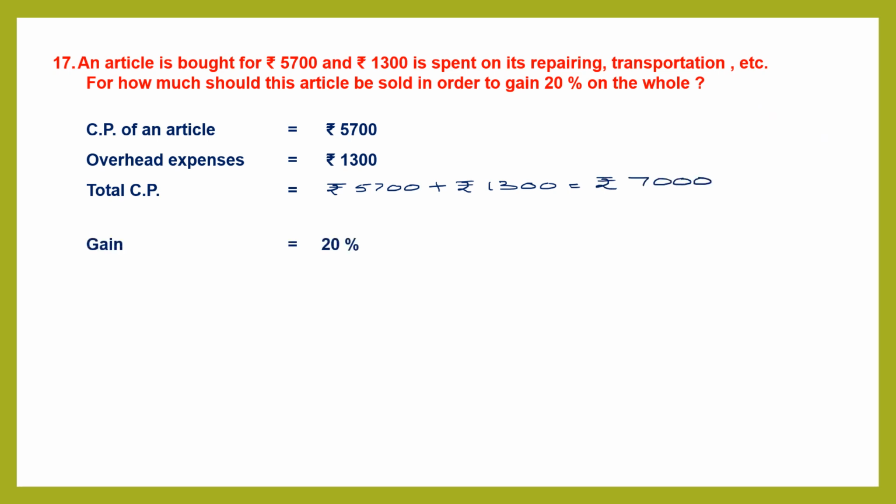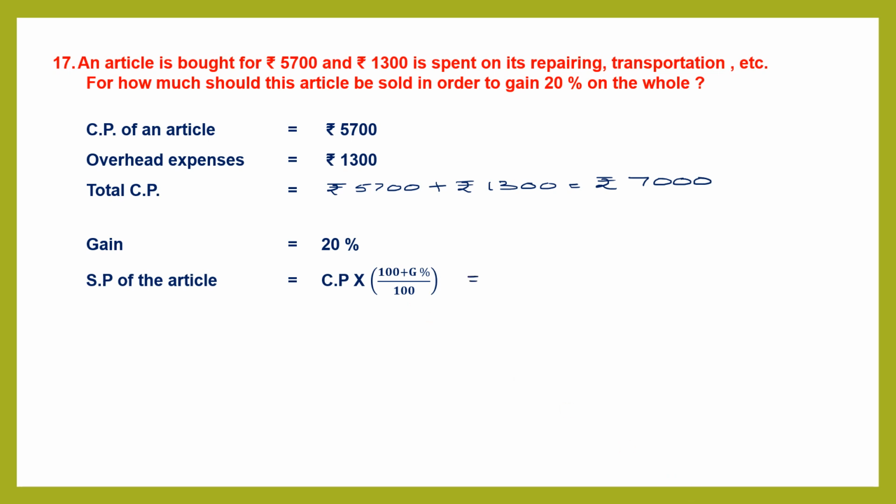Now what else is given to us? The gain is given to us as 20%. So now we have the gain and we have the cost price. We have to find the selling price. So to find the selling price, what is the formula? Cost price into 100 plus gain percent divided by 100.